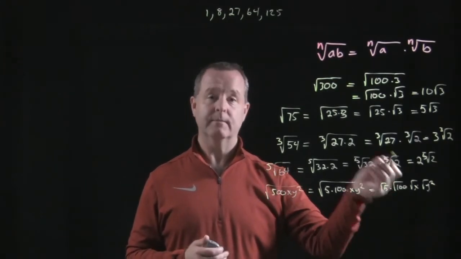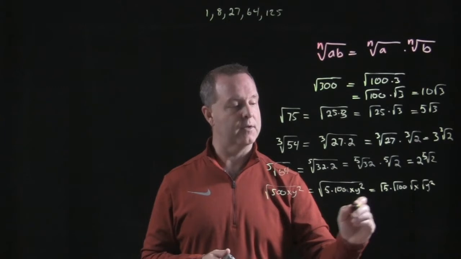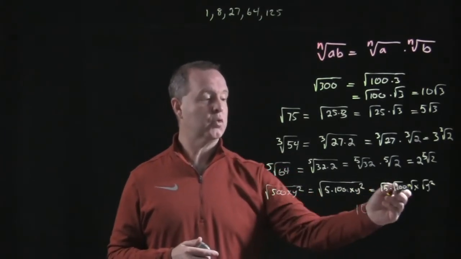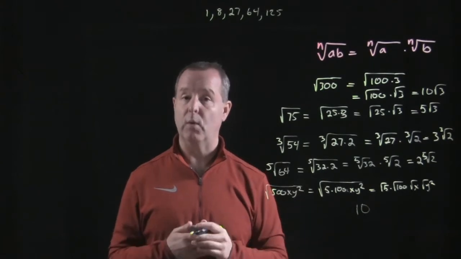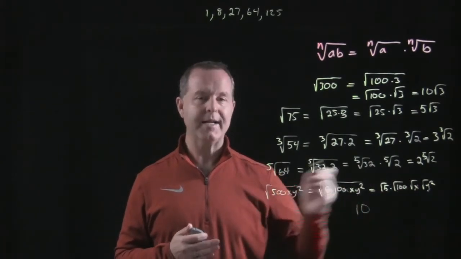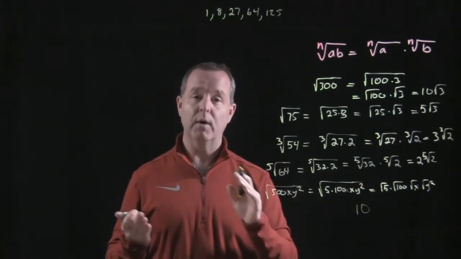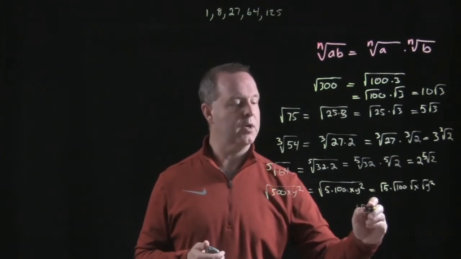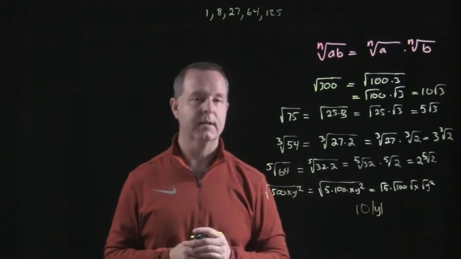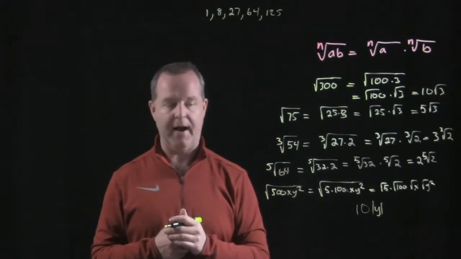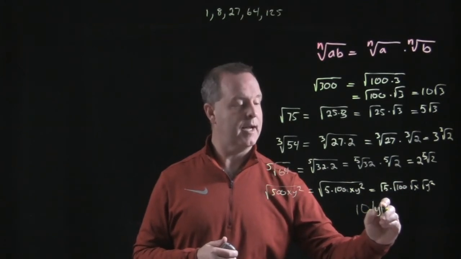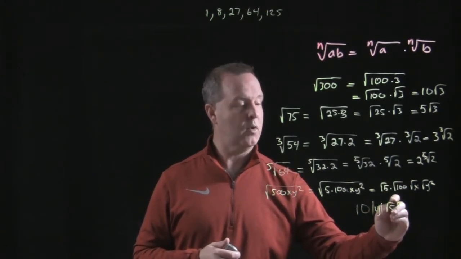The 100, I can pull that one out first. So the square root of 100 is 10. Square root of x, there are no perfect squares in that. But the square root of y squared, yeah. What is the square root of y squared? It's y, but we also want to make sure that we are working with non-negative numbers. So I'll make it the absolute value of y. And then the numbers that are left are the square root of 5 and the square root of x.